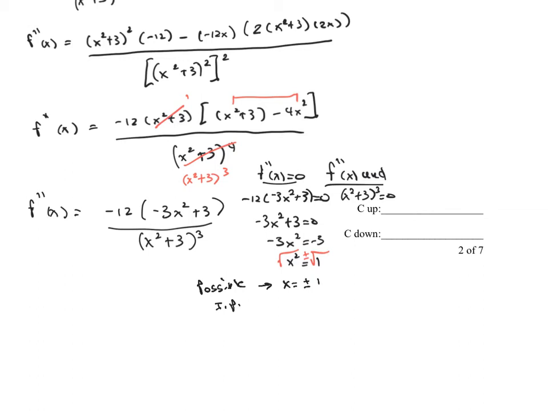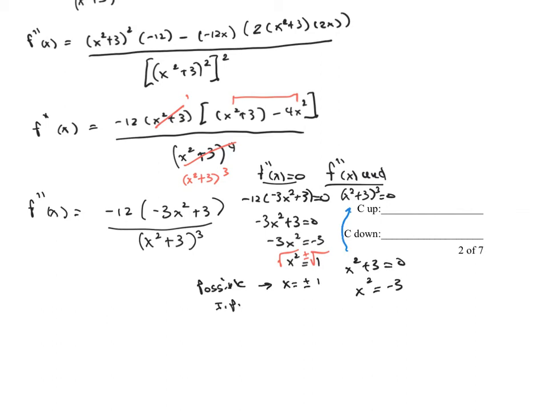So let's continue and look at where the second derivative is undefined. Well, I'd take the cube root of both sides to get rid of that cube. If I take the cube root of 0, I get 0, so I'd have x squared plus 3 equals 0. I'd subtract 3 from both sides. I'd have x squared equals negative 3.